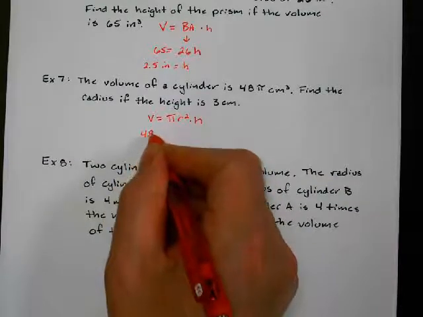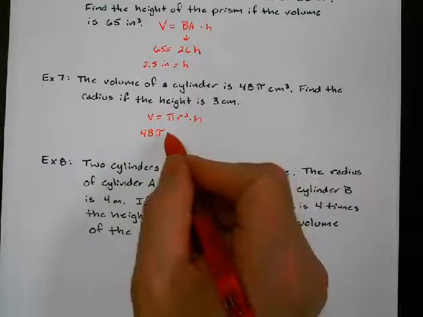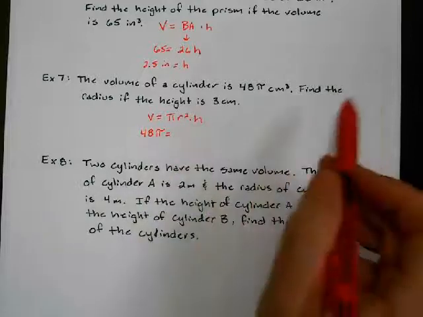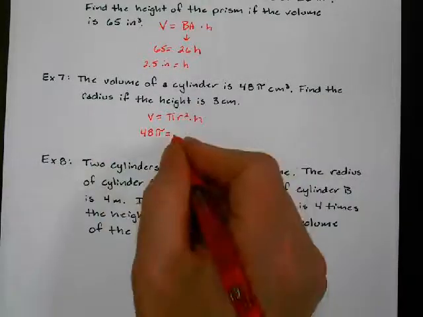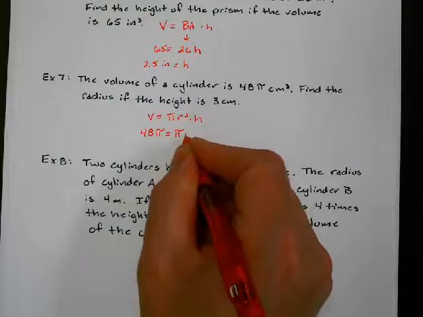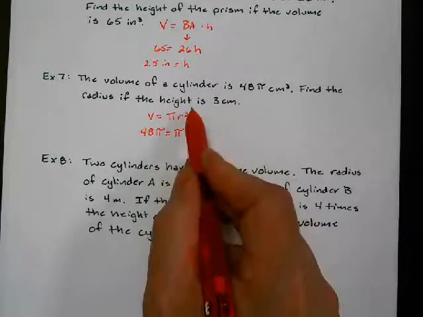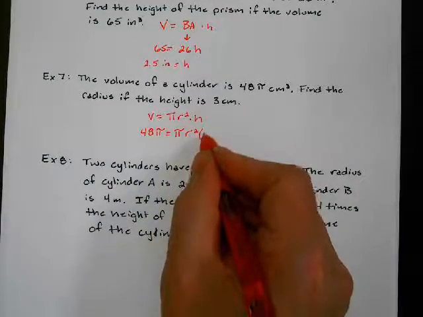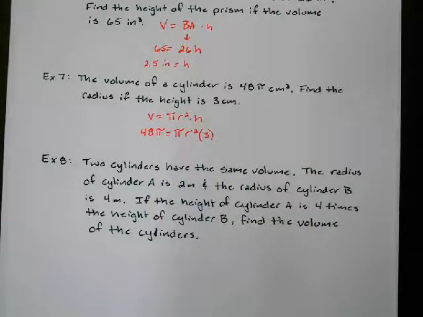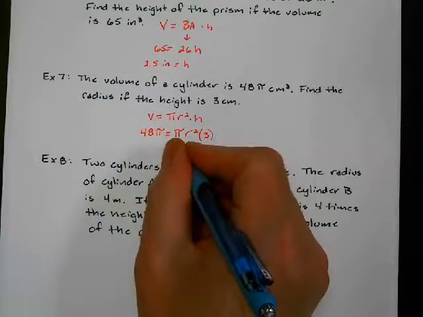We're supposed to find the radius, so I don't know what the radius is. And I'm given the height is 3. All right, so I need to solve for r. Well, let's get rid of pi on both sides. I'm going to divide this side by pi and divide this side by pi. Pi will go away.